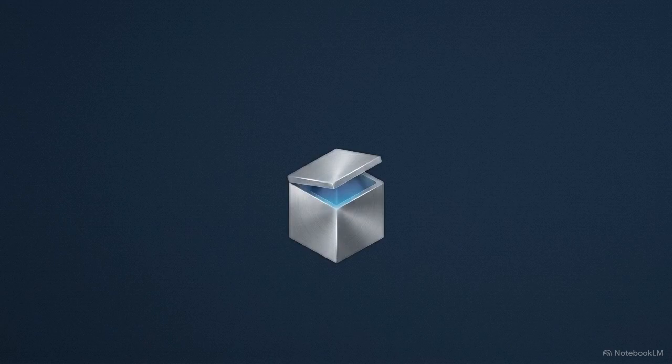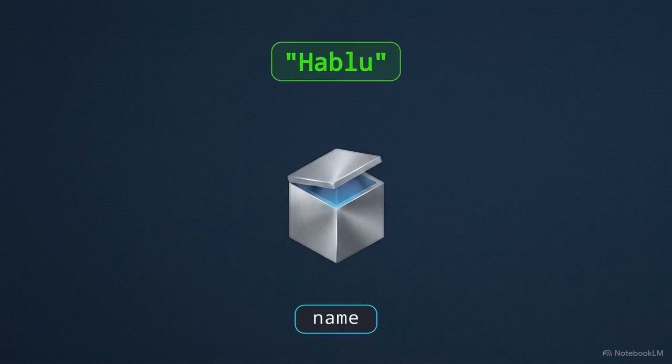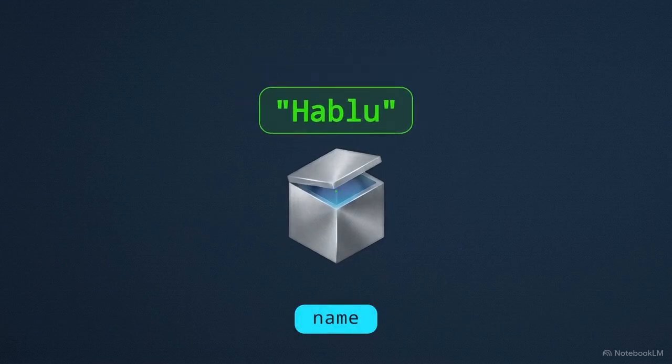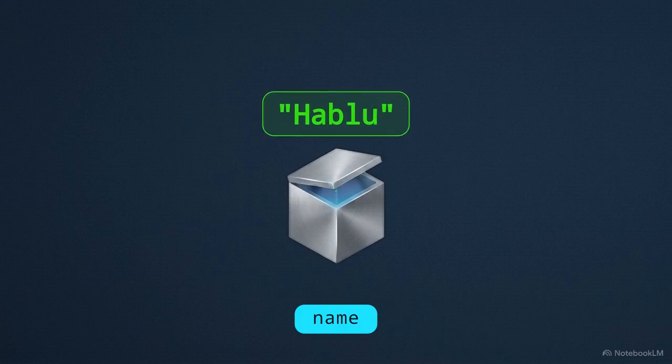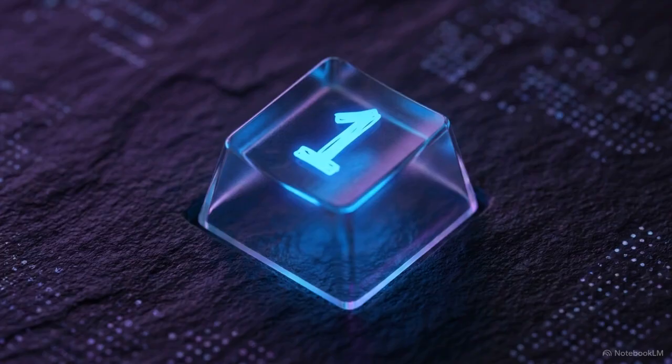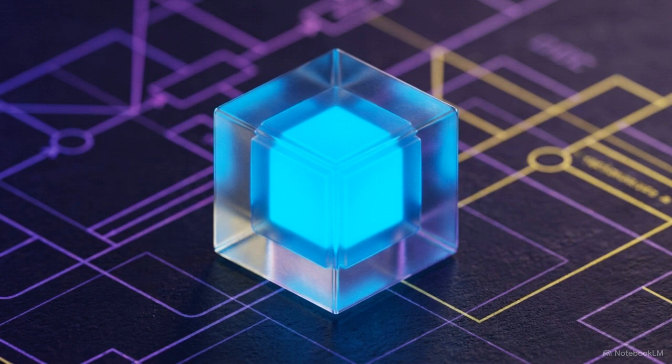On screen, we create a minimalistic container, give it a precise label like name, and drop the text Hablu directly inside. Once stored, you never type the original information again. Simply call the label, and the exact information projects right back to you. Mastering these data containers is step one. Before you can build algorithms or functional software, you must know how to store your data securely.